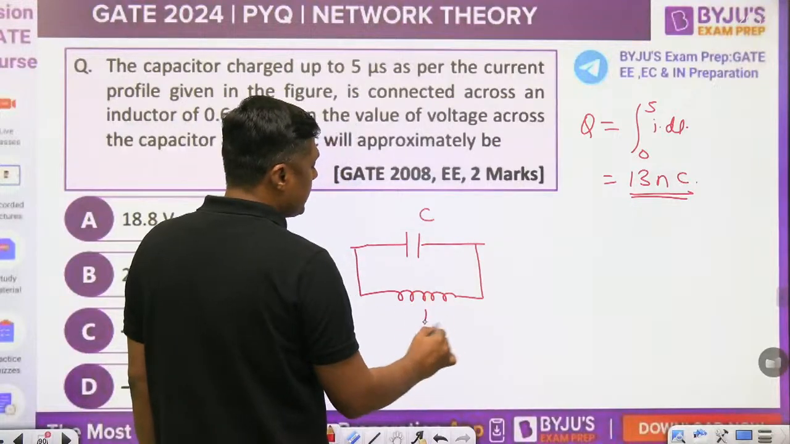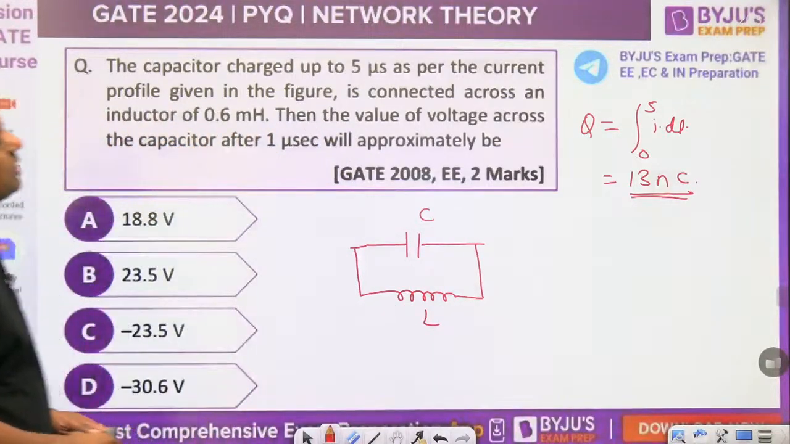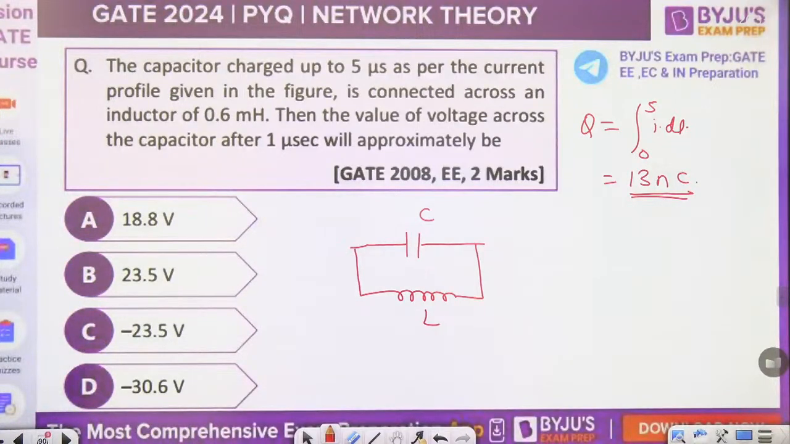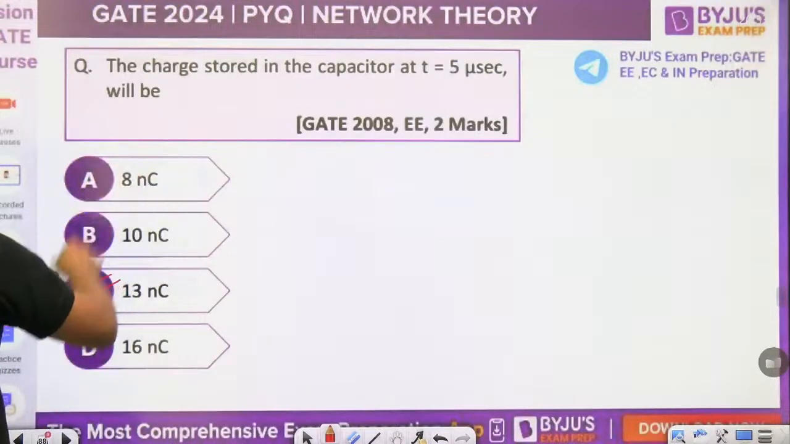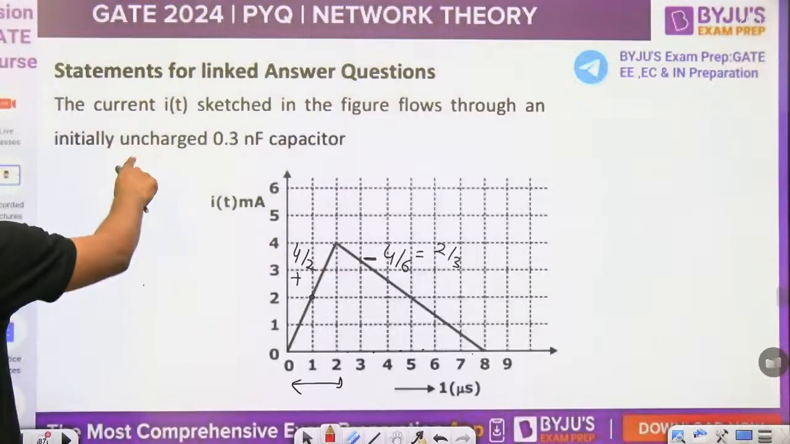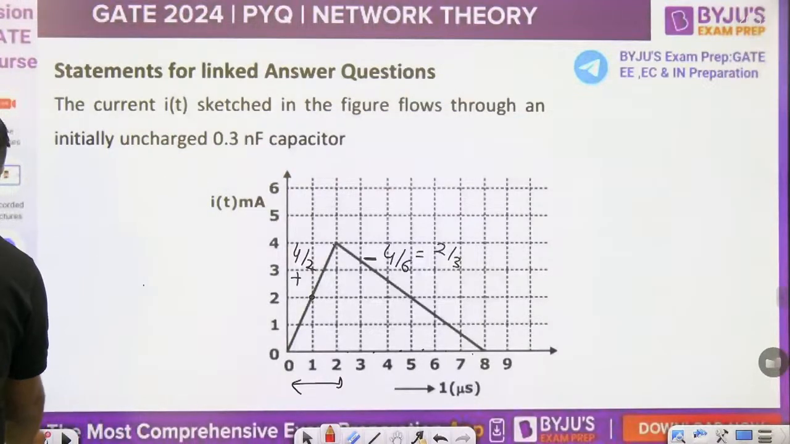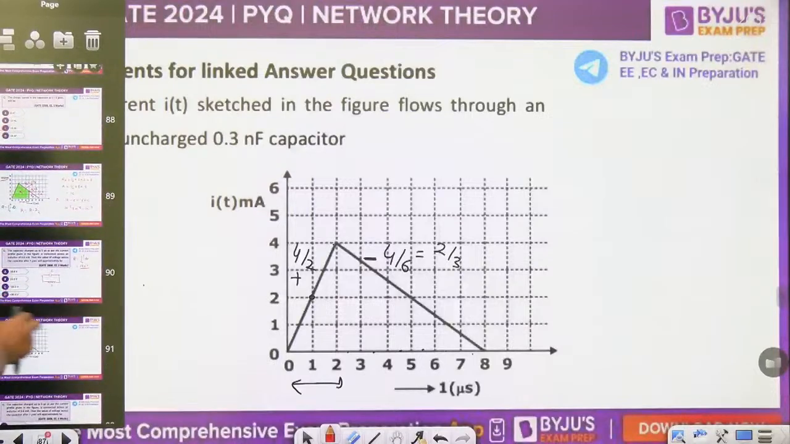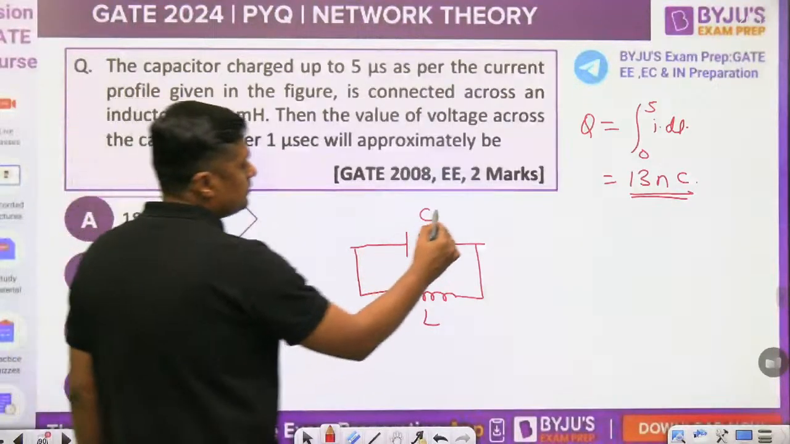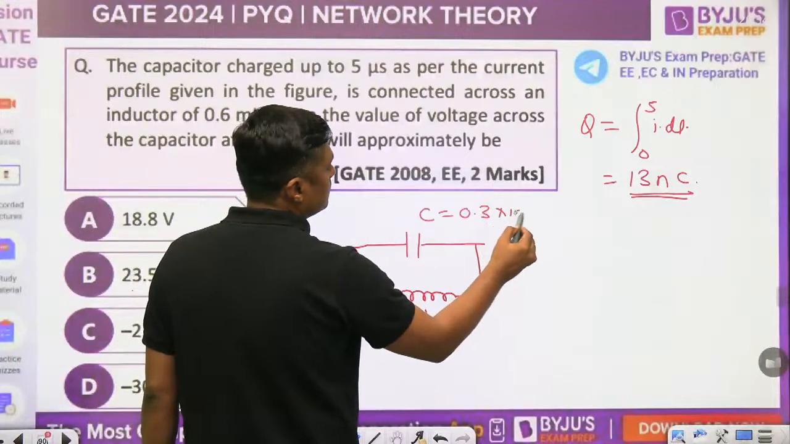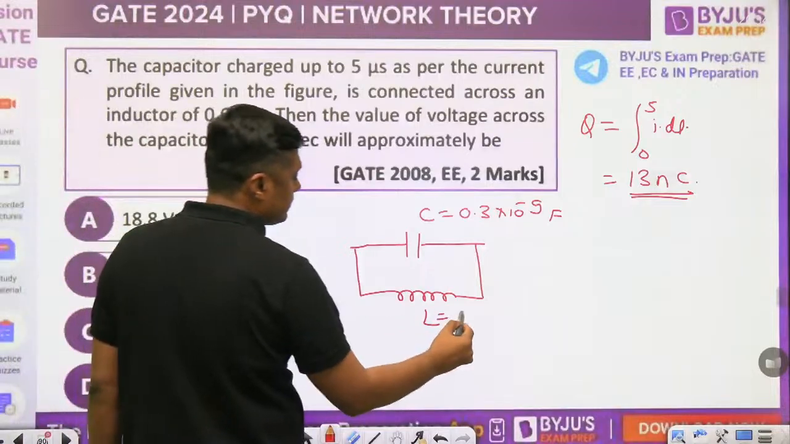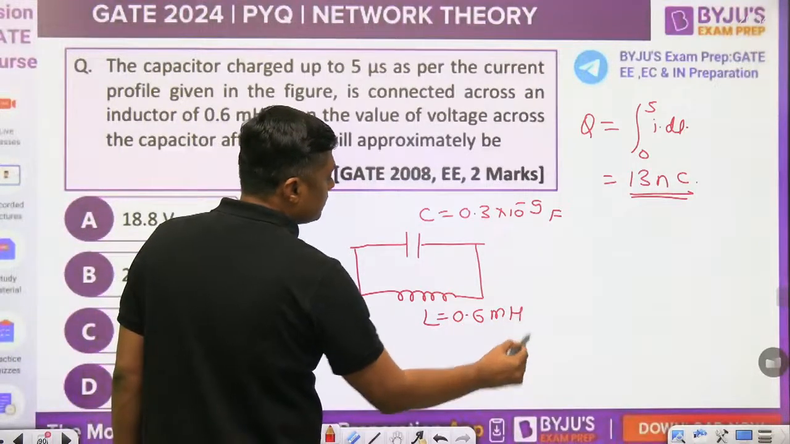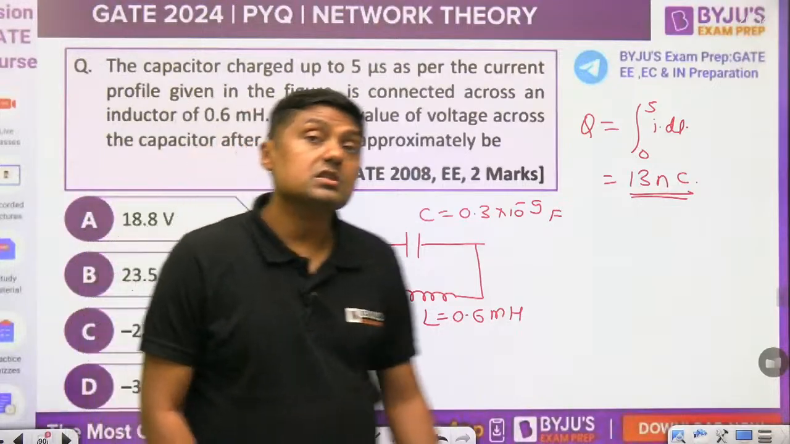This is C, this is L. Then the value of the voltage across the capacitor after 1 microsecond. And what is the value of the capacitor? In the first linked part it is given. The value of the capacitor is 0.3 nanofarad. And what is the value of the inductor? 0.6 millihenry. Now it is just like a tank circuit.